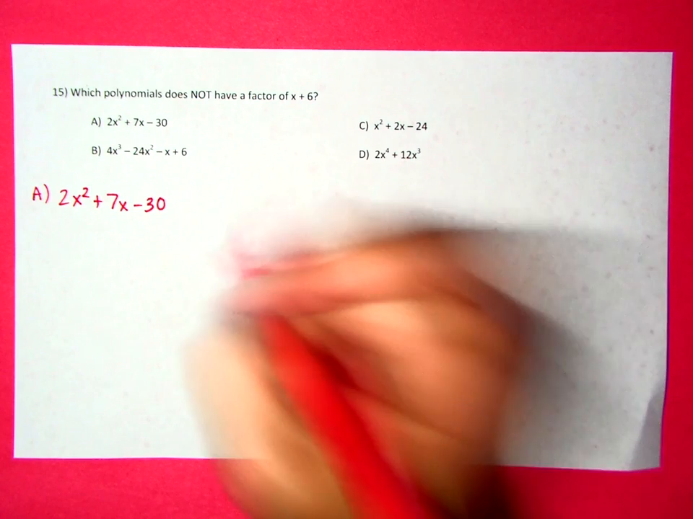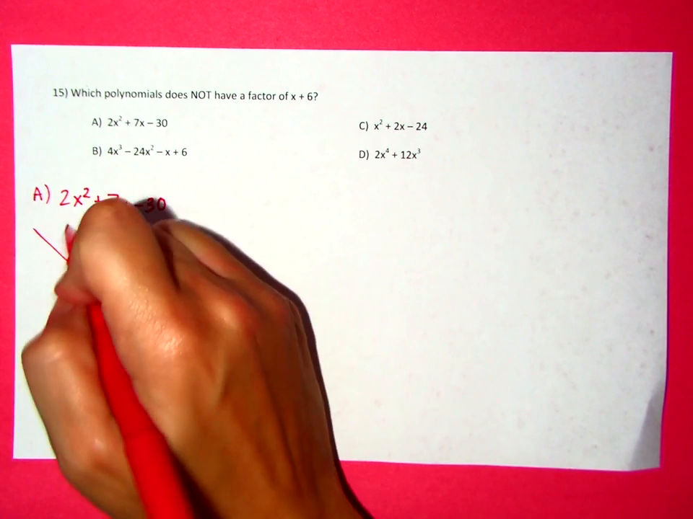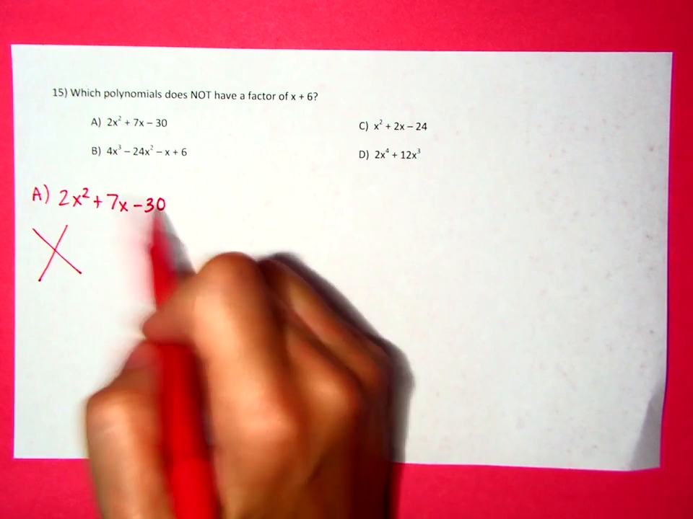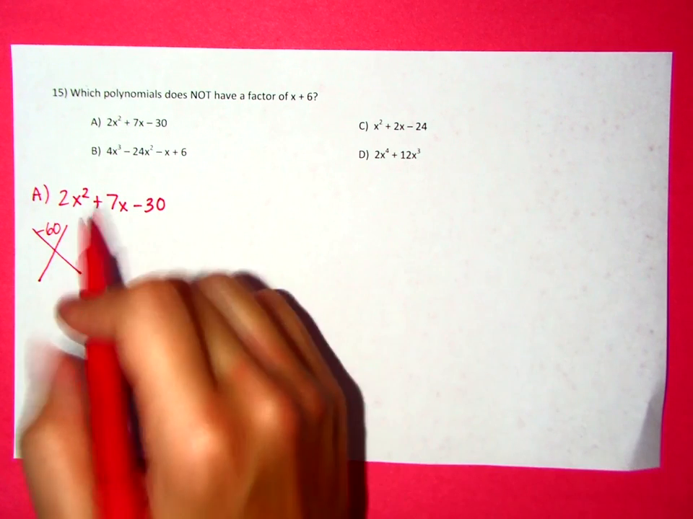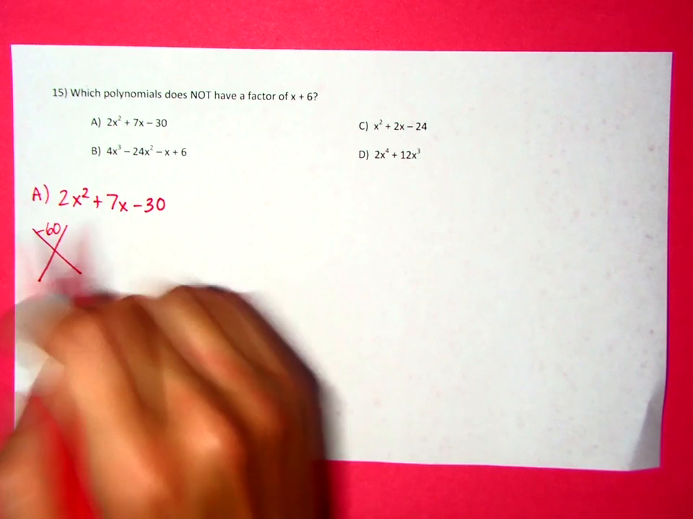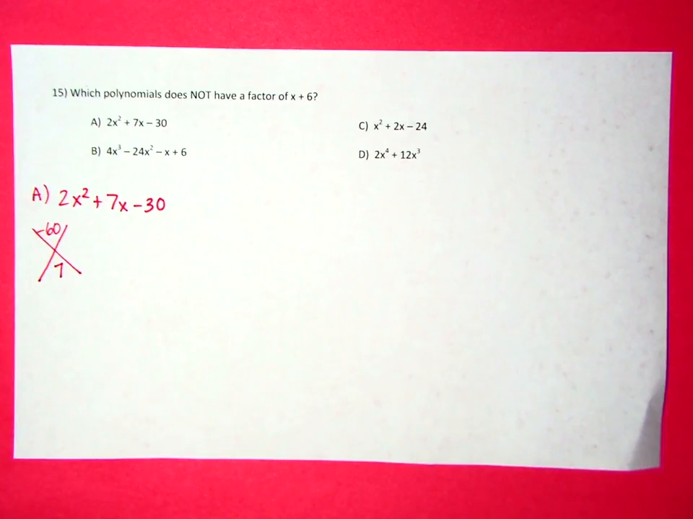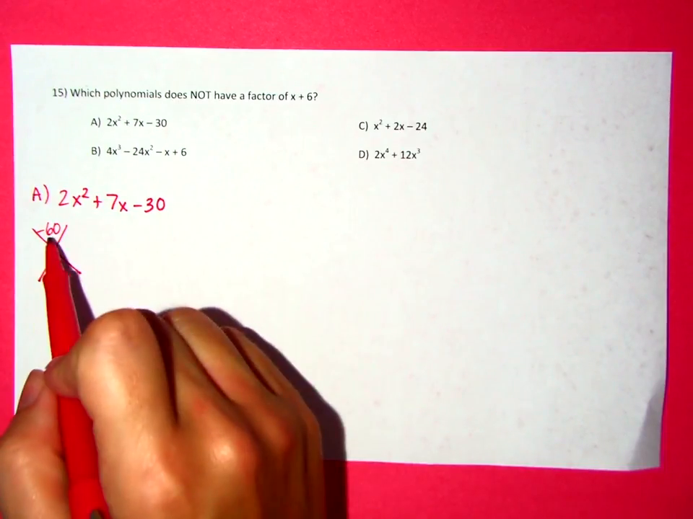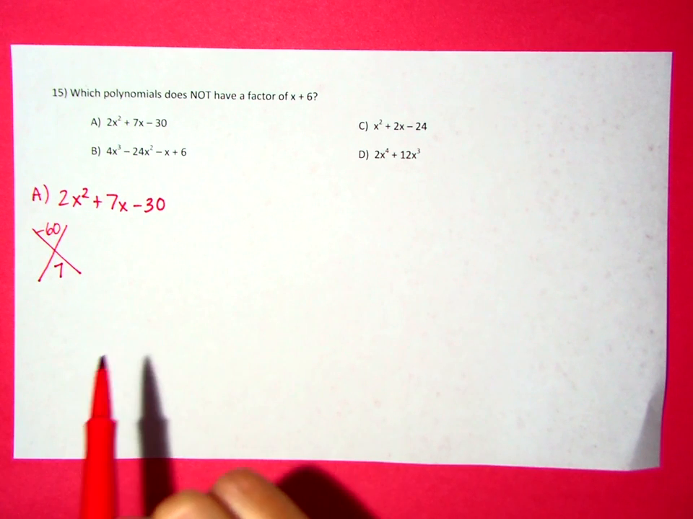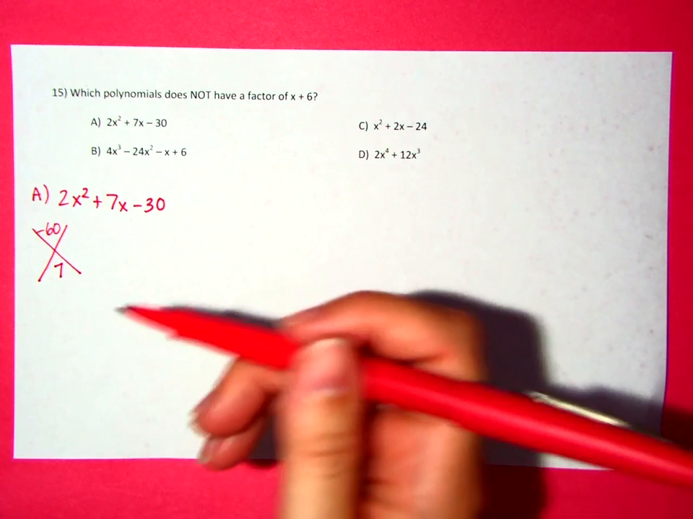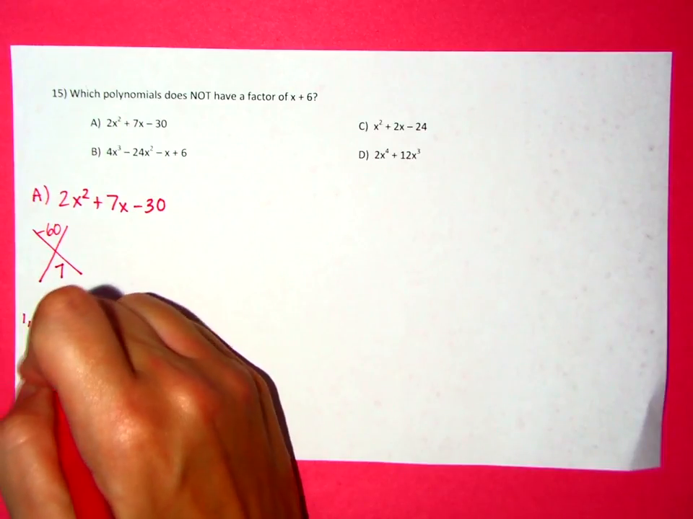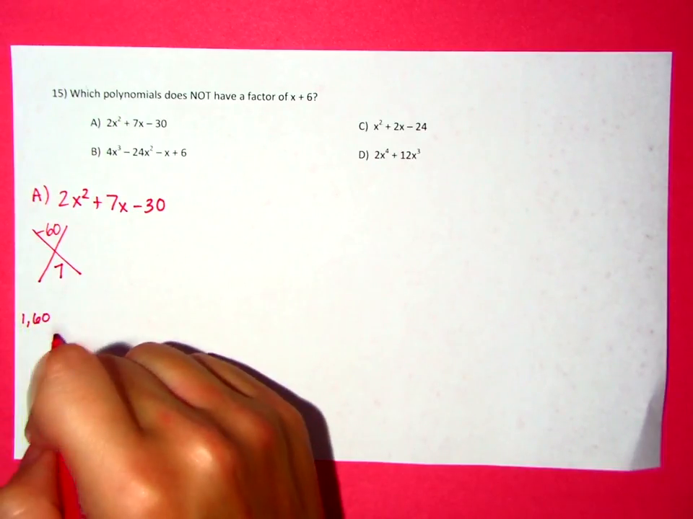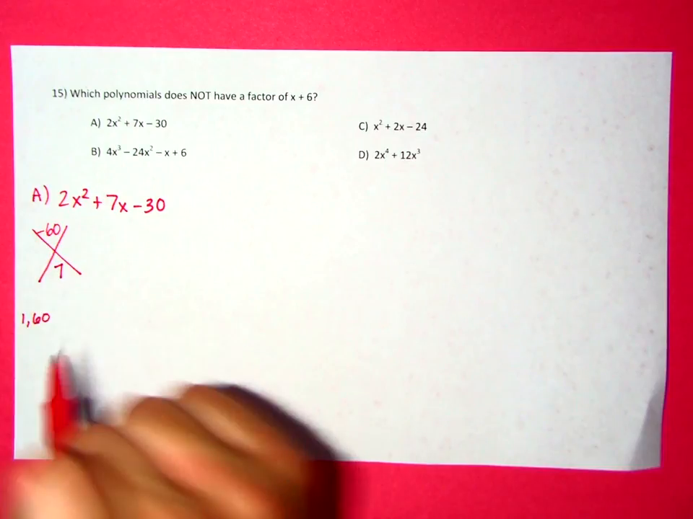Depending on the way your teacher taught you this, we would take a times c, so 2 times negative 30, which is negative 60. And then from here, we would also bring that 7 down. So we're looking for two numbers that would multiply together to give you negative 60, but have a sum of 7. So you can start going through your factors of 60, like 1 and 60. Obviously, one of these has to be negative and one of them has to be positive in order to give you that negative up there.